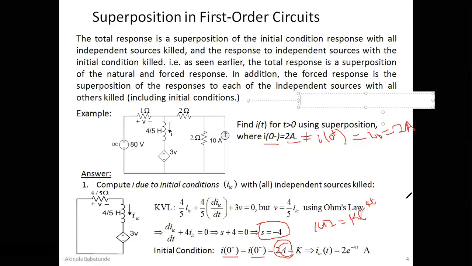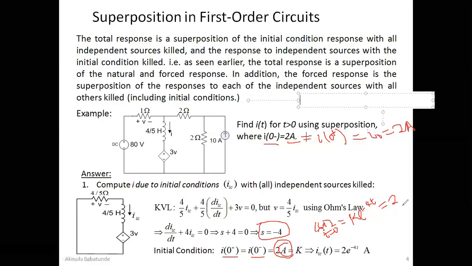minus 40. This is what we're going to have here. And this is going to be I natural, by the way. IN, you want to call that I natural. All right, equal to k exponential minus 40. Okay, and then we said this is going to be equal to 2 at t equal to 0. This is going to be equal to 2.